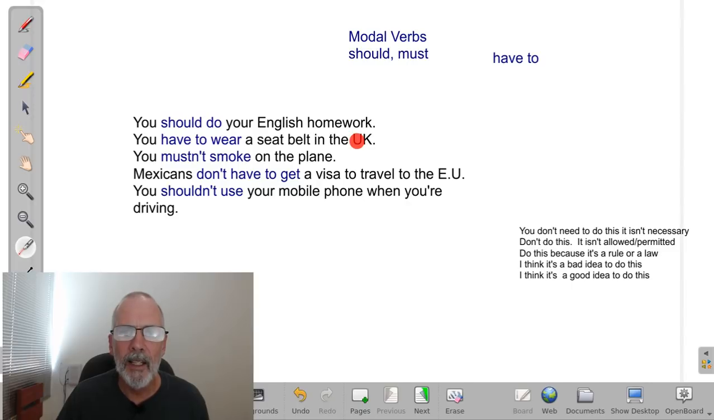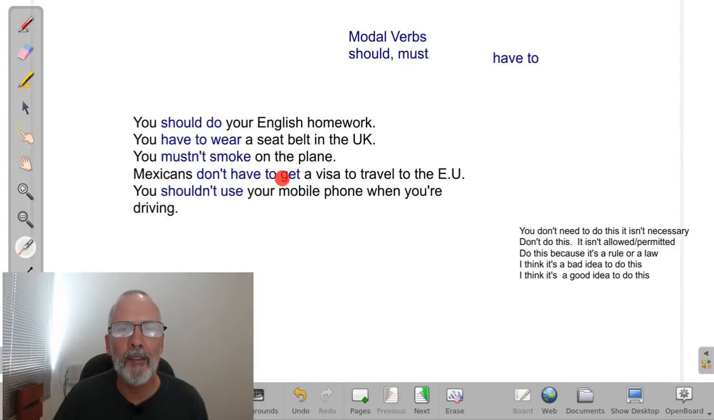This here is UK, it's United Kingdom. That's the country in Europe where they speak English. You have to wear a seatbelt in the UK. You mustn't smoke on the plane.